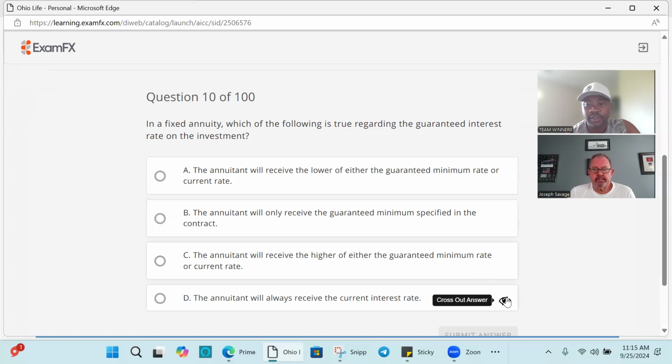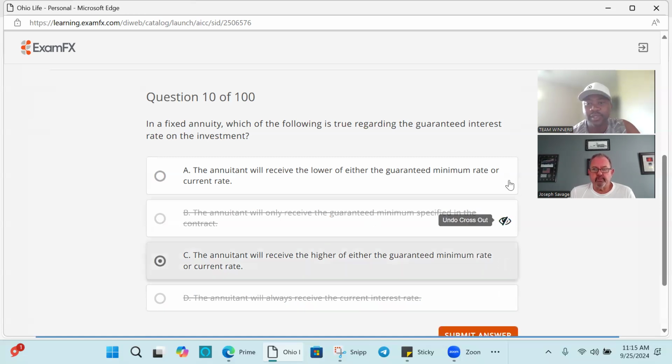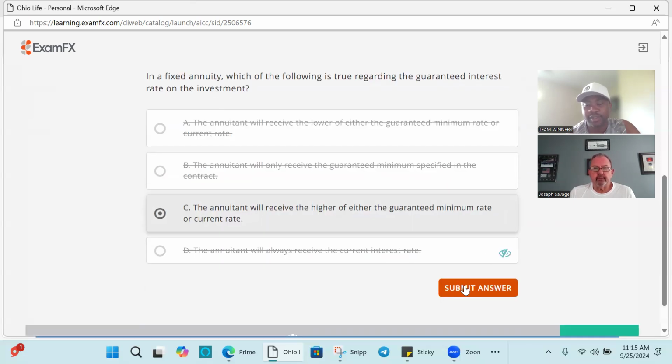Only receiving the guaranteed minimum specified in the contract is not the correct answer. So the annuitant will receive the higher, it's this one. Yes, they receive the higher of the guaranteed minimum or the current, whichever is higher. They don't take the lower. Another way to figure that out is that one of them says lower, one of them says higher, so one of those two has to be correct. It's a step up always. They don't take the pay cut. So it's going to be higher.